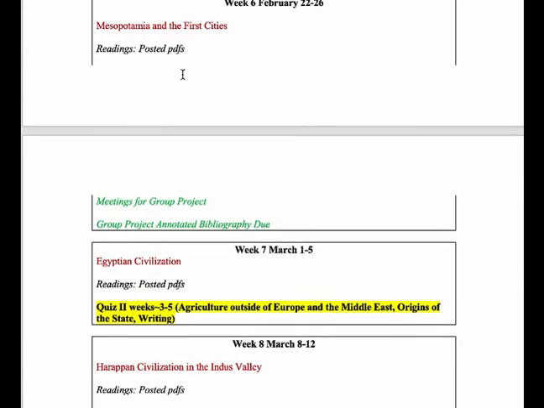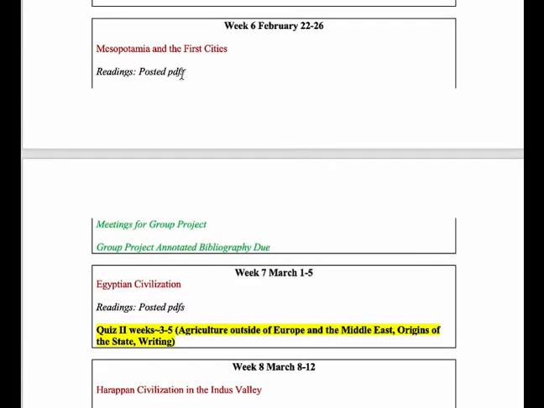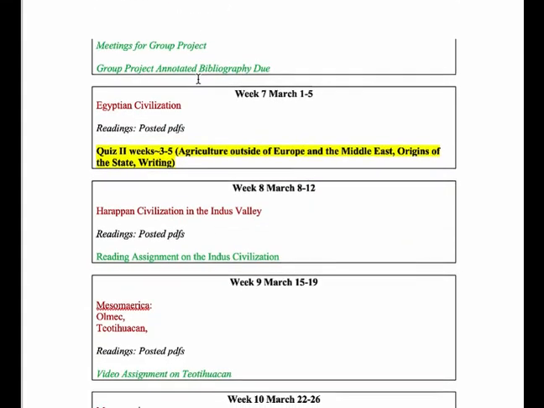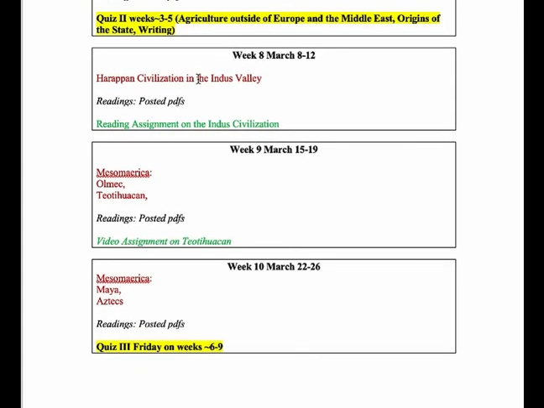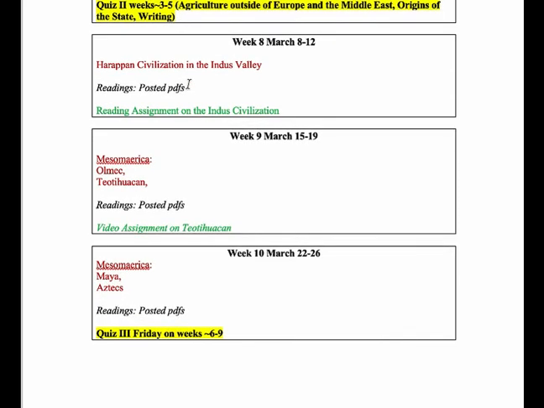We'll start with Mesopotamia, the world's first civilization, which is now in modern-day Iraq. Then we'll move over and talk about ancient Egypt. And then in week 8, we'll look at the Harappan civilization, which is in the area of India and Pakistan.